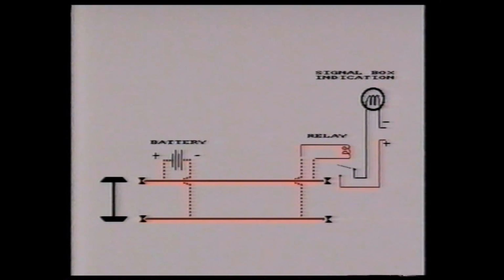While the current flows through this circuit, the coil of the relay is energized and the track occupation indication in the signal box shows the track to be clear. When the first pair of wheels of any vehicle passes onto the track concerned, the current, instead of flowing through the whole circuit, will take the short route and the relay will become de-energized. The track indication in the signal box will now show occupied.